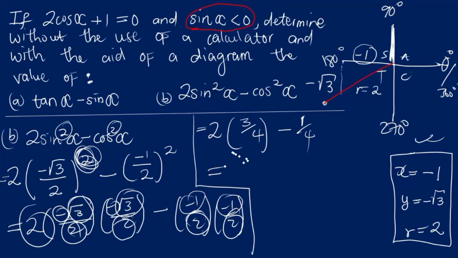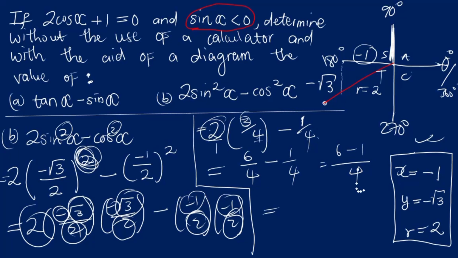Perfect. So do I need to cancel this? No, I don't have to, because I need to add these 4's together as like terms. So I write this 2 now as a fraction, which is 2 over 1. Then 2 times 3, how much is that? That is 6 all over 4 minus 1 over 4. And what do I get? This is the same as 6 minus 1 all over 4, basic fractions. And I'm left with 5 over 4.